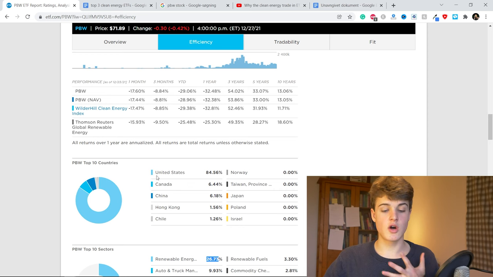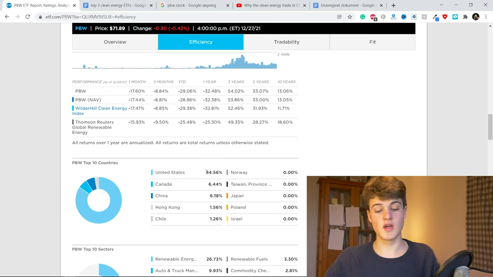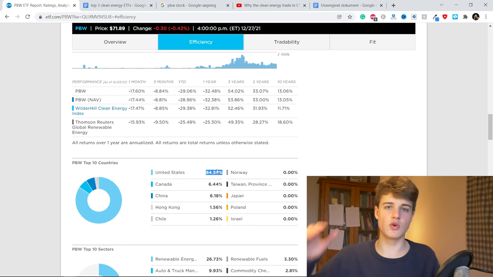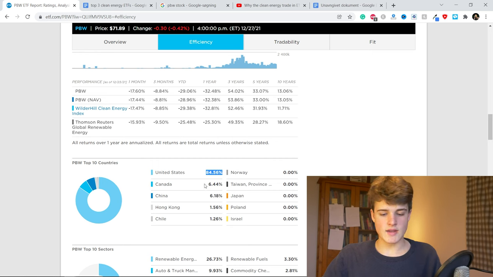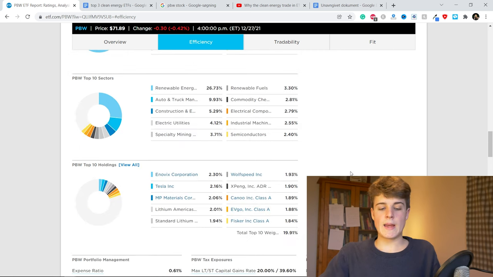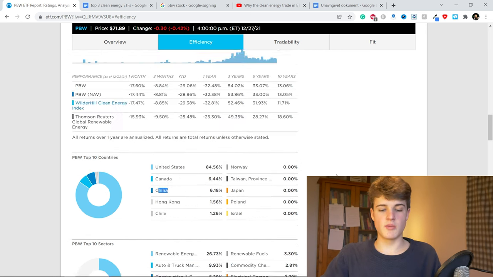The top countries, which is the geography, is obviously a lot more weighted in just the United States. It is mostly United States listed companies that they invest in. And you can see Canada and China, like in every single clean energy ETF. So that is pretty much very standard.